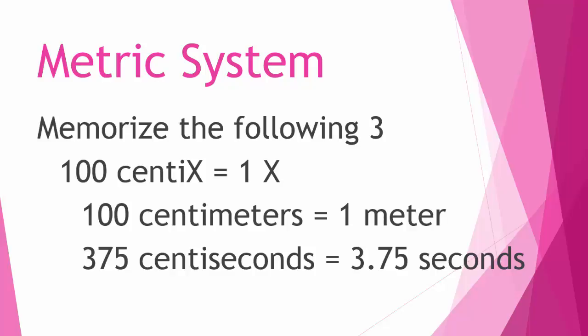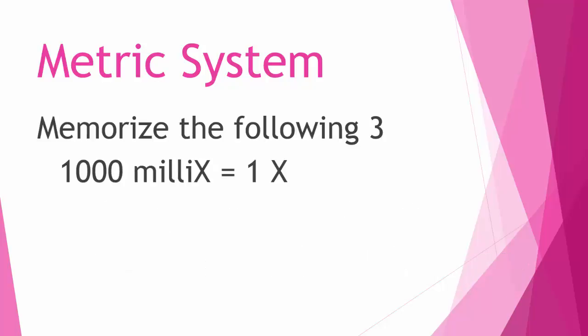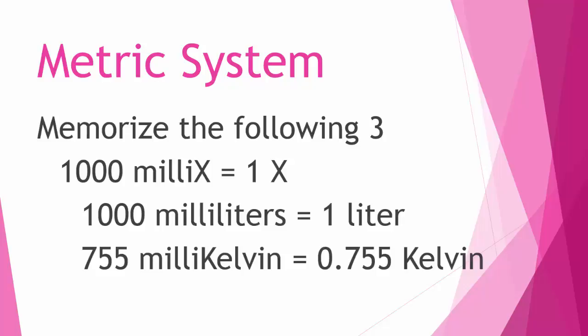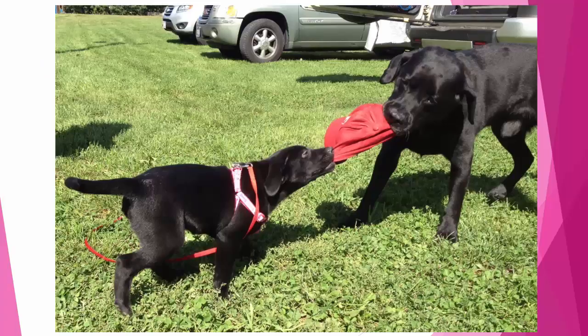And the last one you have to memorize is milli. 1,000 milli equals 1x. So 1,000 milliliters is 1 liter. 755 millikelvin is 0.755 Kelvin. That's your quick review of the metric system.